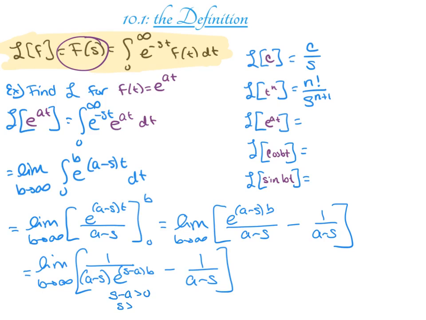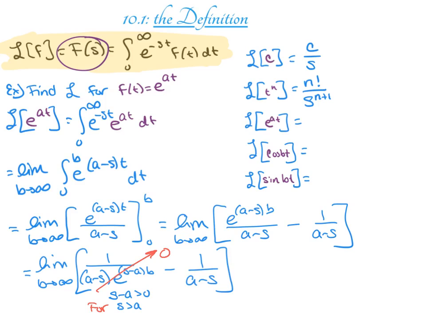But remember that ultimately a is always a constant. A is the coefficient of the t in the exponential. S, however, is ultimately a variable. So we can declare that s is bigger than a. And if s is bigger than a, the limit in the first term goes to 0. So we could say that's true for s's bigger than a.